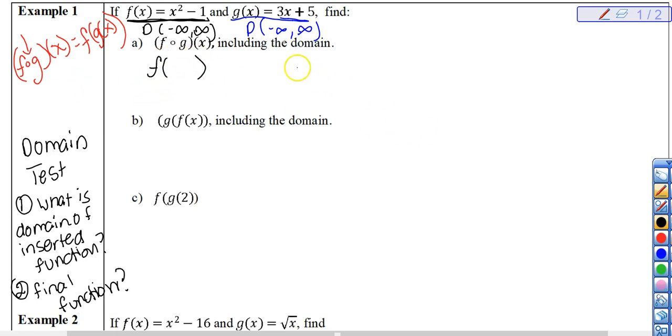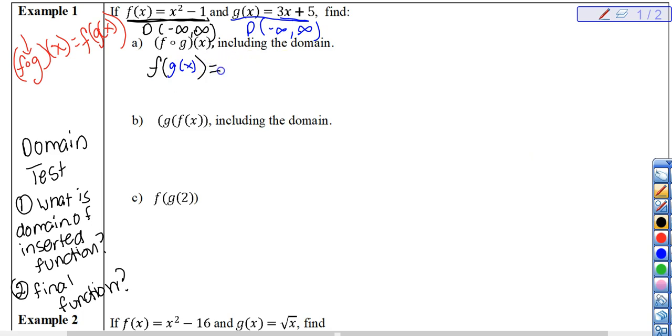f of g of x, which is telling me I'm going to be plugging, notice I changed colors because I like to color code things here, the g of x into the f function. That's what I want to do. Insert function 2, the g of x, into function 1, the f of x.